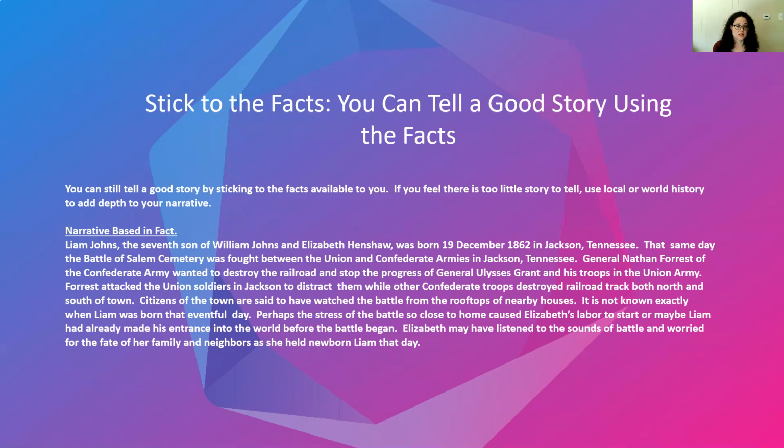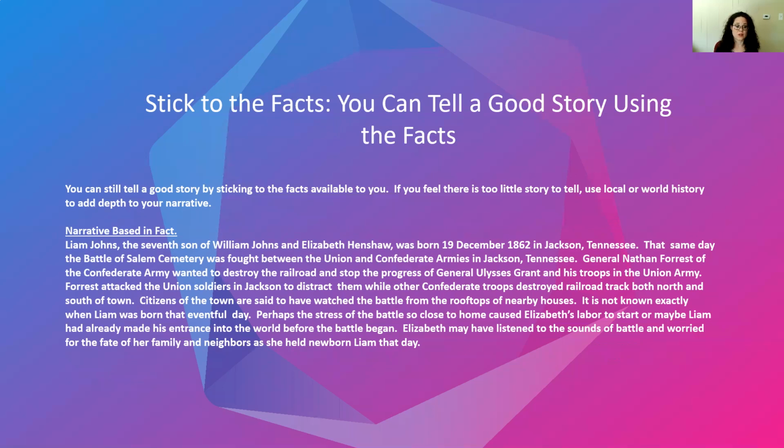Liam Johns, the seventh son of William Johns and Elizabeth Henshaw, was born the 19th of December, 1862, in Jackson, Tennessee. That same day, the Battle of Salem Cemetery was fought between the Union and Confederate armies in Jackson, Tennessee. General Nathan Forrest of the Confederate Army wanted to destroy the railroad to stop the progress of General Ulysses S. Grant and his troops in the Union Army. Forrest attacked the Union soldiers in Jackson to distract them, while other Confederate troops destroyed railroad track both north and south of town. Citizens of the town are said to have watched the battle from the rooftops of nearby houses.